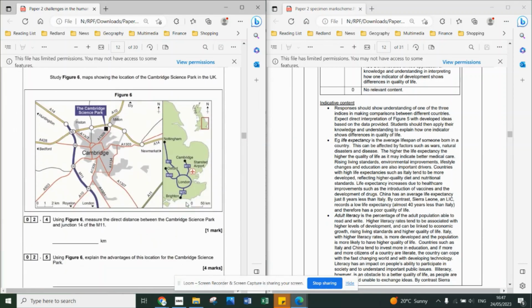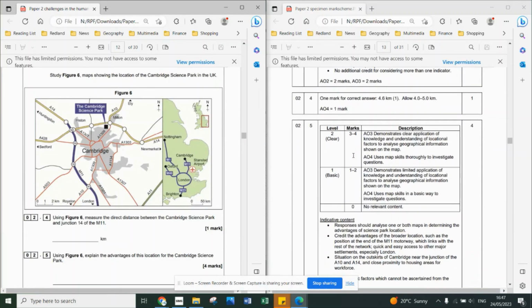Okay, then you've got a picture here of Cambridge Science Park, which is a case study we learned about at Red and Green. It says using figure 6, measure the distance between the Cambridge Science Park and junction 14 of the M11. Junction 14 is here, the Science Park is over there. You've got a scale down here. You just need to use a ruler and tell me the distance, and the distance is 4.6, and the exam board allows anything between 4 and 5. Okay, so just bring your equipment to class to your exam.